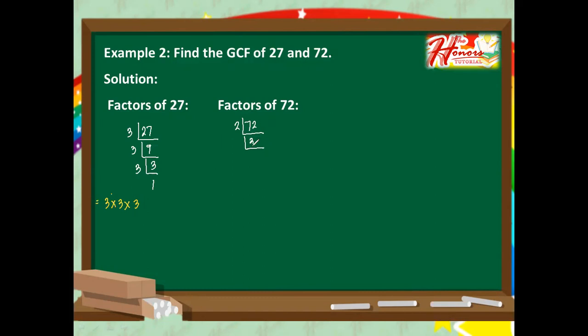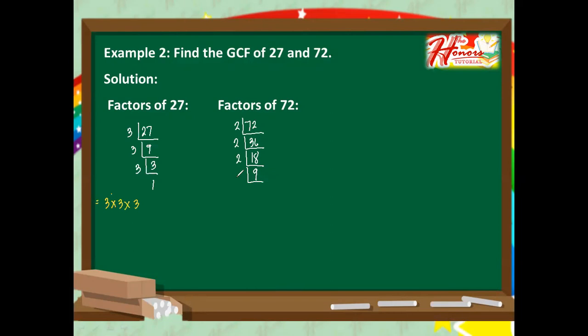72 divided by 2 is 36. And then think again of a prime number that can divide 36, and that's 2. 36 divided by 2, that's 18. And then think again of a prime number that can divide 18. We can use 2 again. 18 divided by 2 is 9.